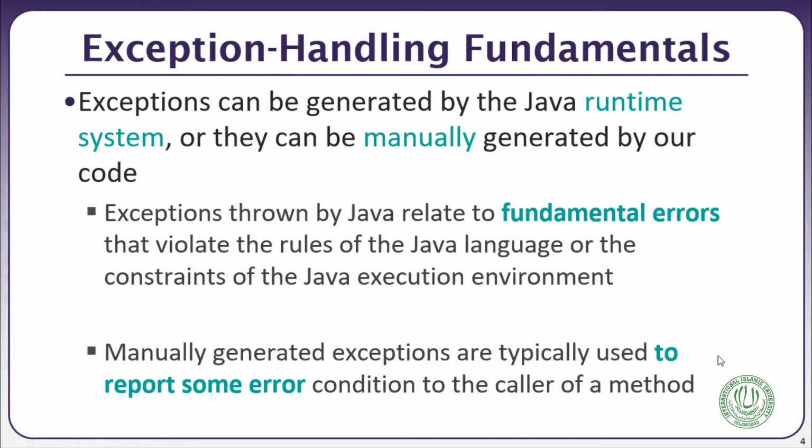So there are two possibilities of creating and throwing the exceptions. Option number one is the automatic generation. So Java itself generates the exception and throws it, and that happens whenever you violate the rules of the Java language or the constraints of the Java execution environment. Second possibility is that you can manually generate your exceptions and throw them. So that will be required whenever, for example, you want to report some particular situation to the caller of a method.